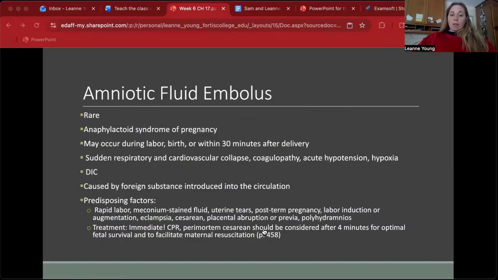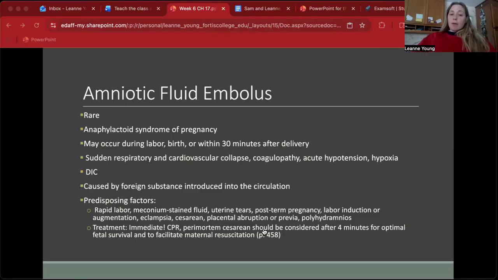Okay, last one we're going to talk about is an amniotic fluid embolus. This is rare. This is an anaphylactoid syndrome of pregnancy. It can occur during labor, birth, or within 30 minutes after delivery. What happens is there's sudden respiratory and cardiovascular collapse, coagulopathy, acute hypotension, and hypoxia. Oftentimes, this will lead to or be a result of a DIC, okay, which we talked about. This is caused by a foreign substance introduced into circulation.